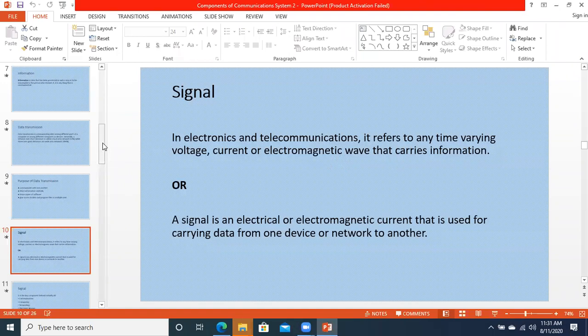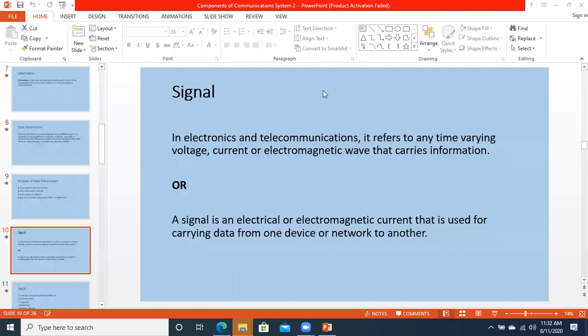If I ask you, what were the things that we discussed yesterday? Can anyone define it? Yes, please. What is basically meant by data communication? Please raise the hand. Anyone? Yes, Muniba. What is meant by data communication?